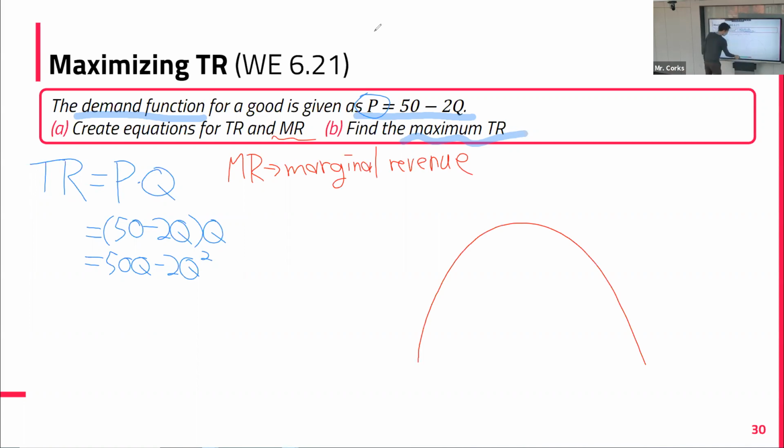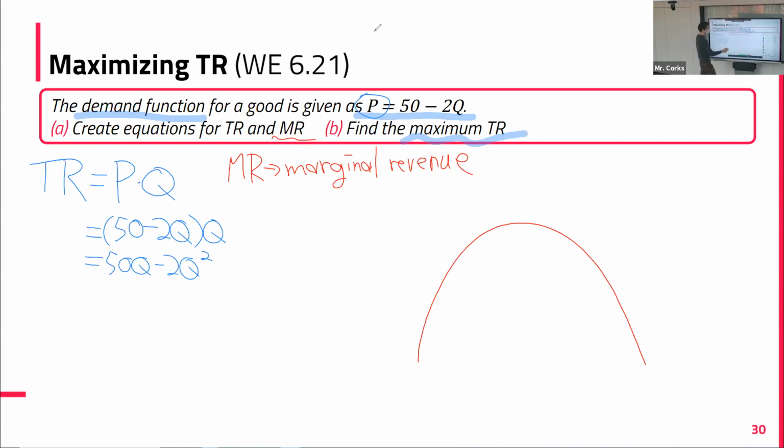The revenue coming from each product. Close. I want a little more detail. From each additional unit sold. Okay, from each additional one.